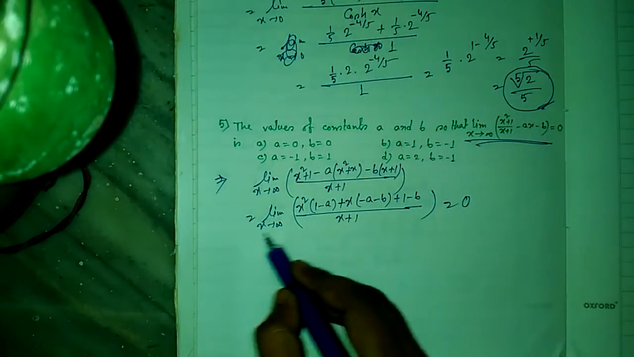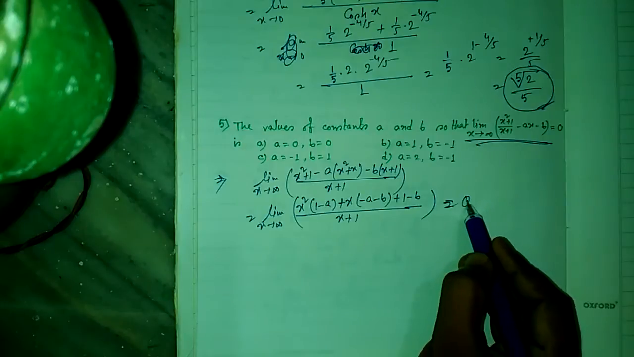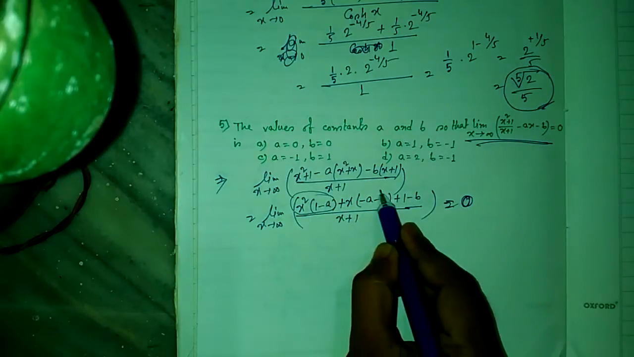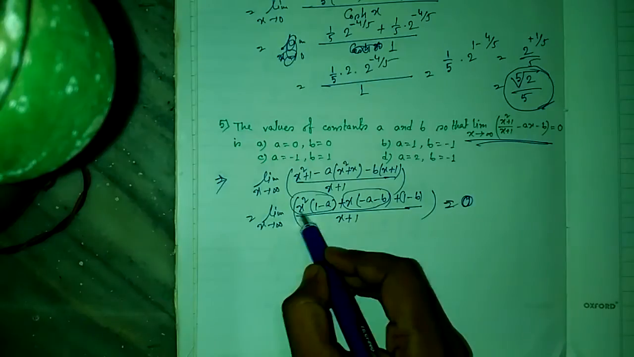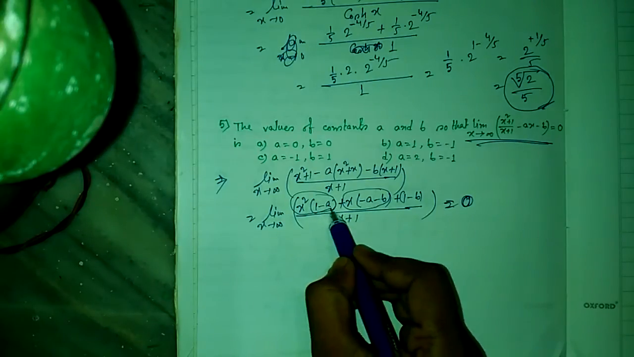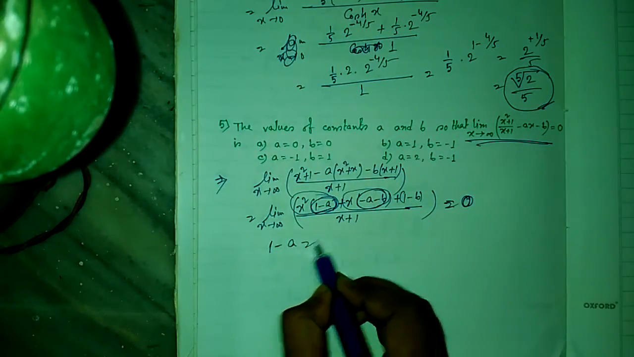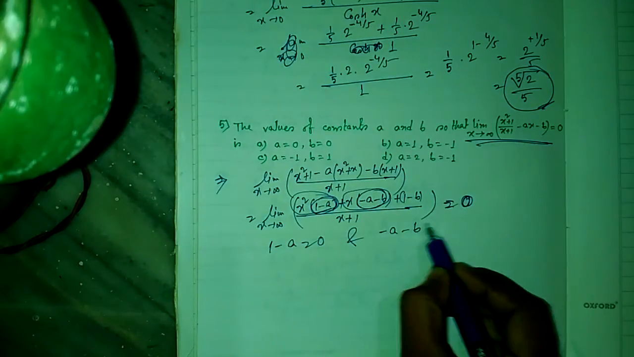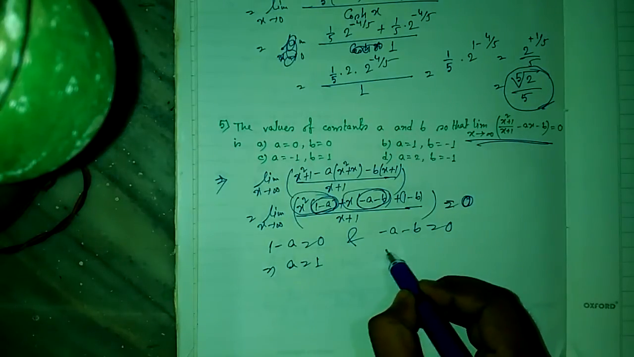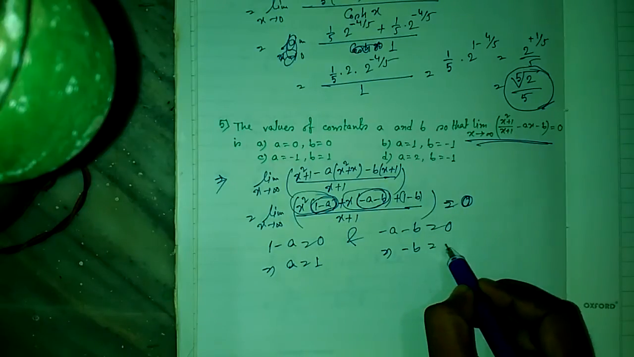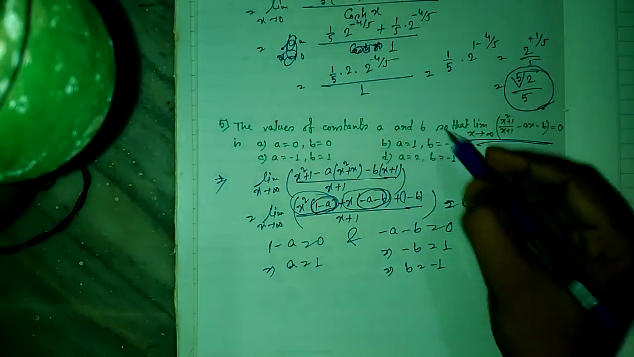So here when x tends to infinity, the denominator will be infinity. So to get this result 0, these two terms must be 0, and the remaining term by infinity means 0. So this is infinity into something, so this term and this term must be 0. So we take 1 minus a equal to 0 and minus a minus b equal to 0. For this condition we get a equal to 1, and putting this value we get b equal to minus a, which means b equal to minus 1. So our option B is correct.